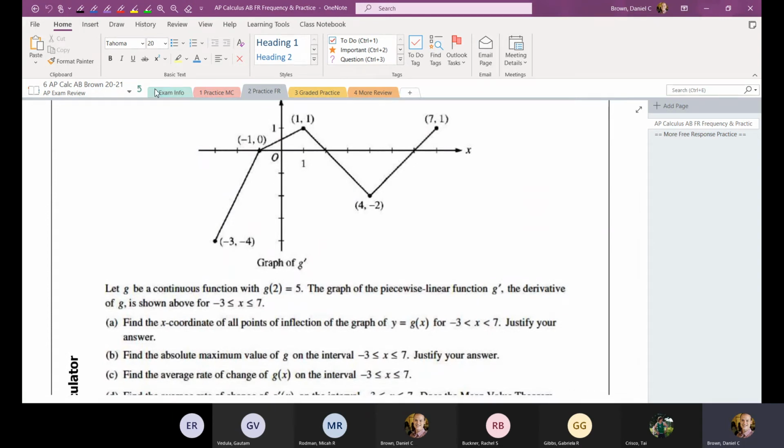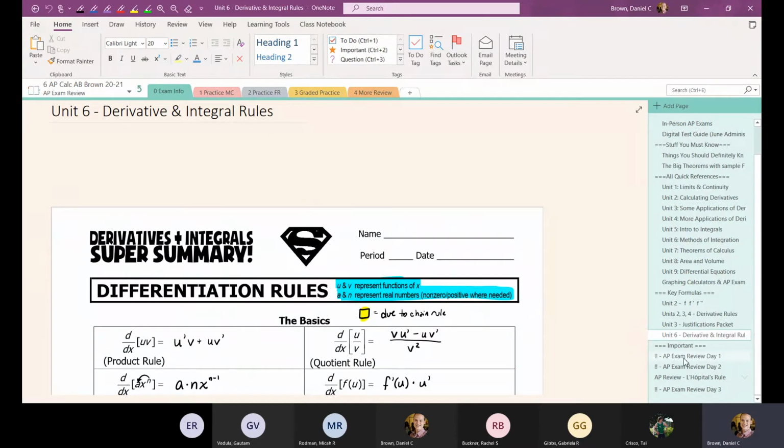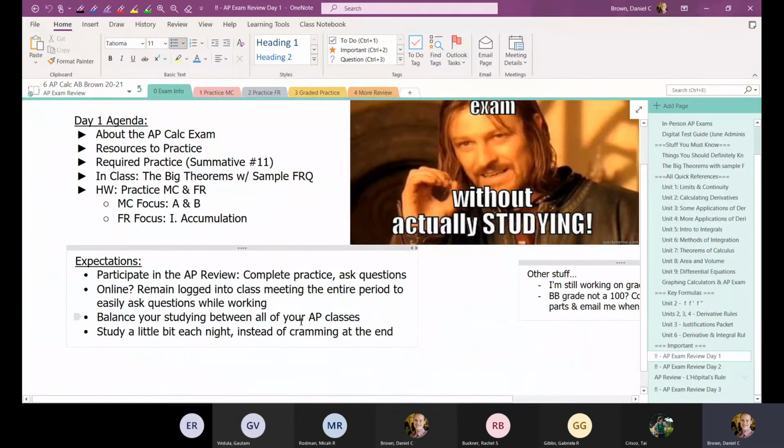To help yourself be paced out about it, under each daily agenda, I will tell you which parts to focus on. And if you do those each night, then you're basically going to finish in time and be ready for the AP exam. So tonight and tomorrow, I'm going to say focus on A and B on the multiple choice. That's going to be limits and intro to derivatives, and then the first free response question. Do a little bit each night, and you're going to be ready for the AP exam. Any general questions right now about the AP exam or about what's required?